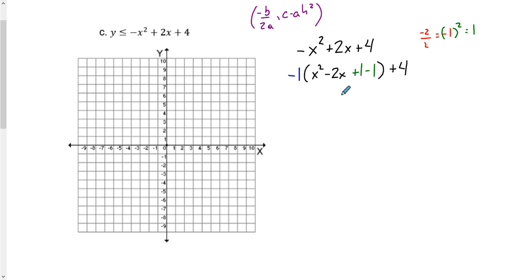Next step, factor the first 3 terms as a perfect trinomial square, which means you're looking at that number. Try and color code as best as I can. This would turn into an x subtract 1 squared. Subtracting that 1.